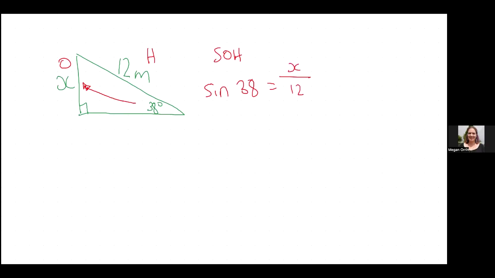What do I do next? Right, bring over 12, make it a multiplication, 12 times sine 38, and then whatever that is on the calculator. Someone type that in for me, tell me what you get. What is it? 7.38.